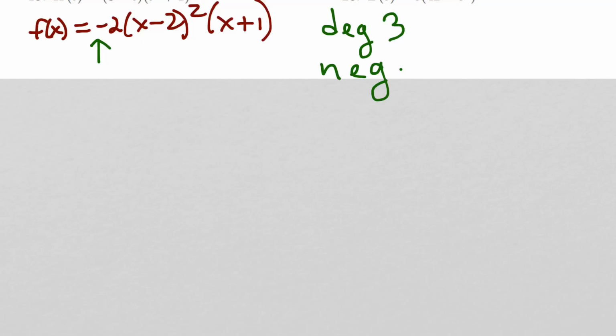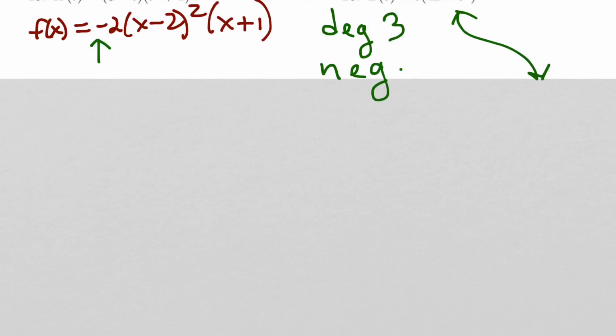So remember a positive degree 3 polynomial has down up end behavior. All right, so if it's a negative degree 3 polynomial, it's going to go the other way. So it has up down end behavior. Okay, so we know that about our leftmost and our rightmost part of the graph.